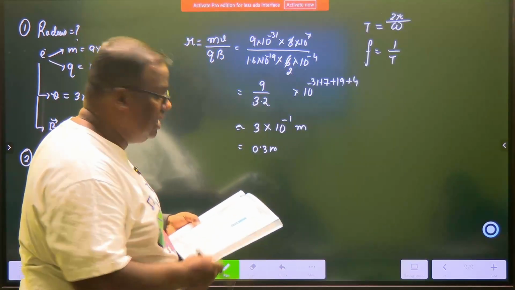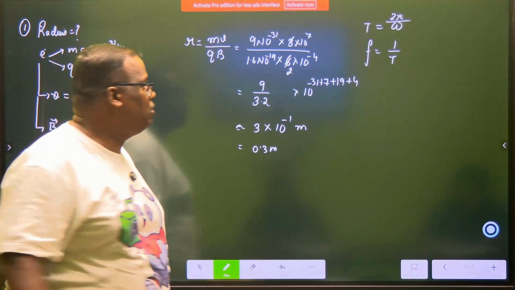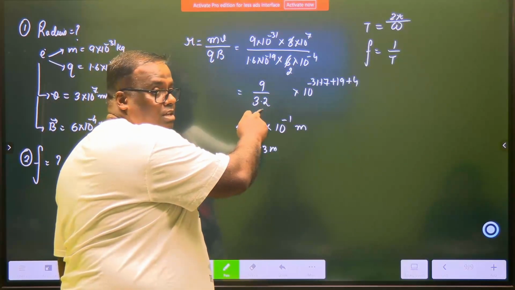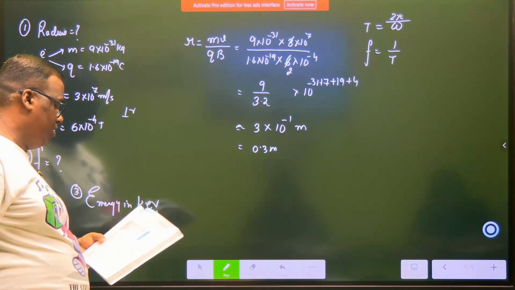Yeah, they have found it as 28 centimeter. I have approximated. Where did I approximate? I approximated here, see. So they have 28.6 centimeters.